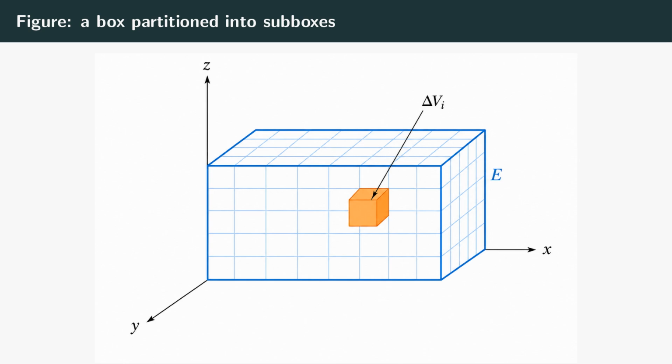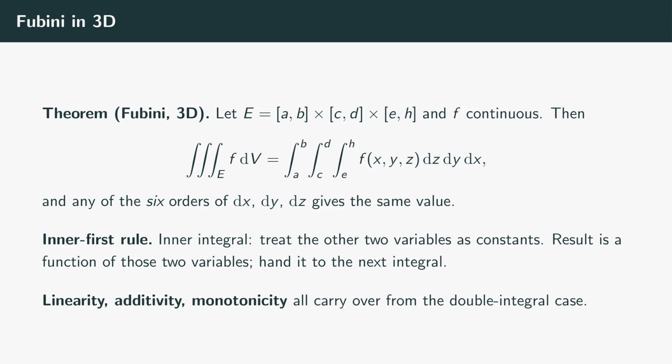3 pictures, 1 idea. A one-dimensional Riemann sum partitions an interval into strips of width delta x. A 2-dimensional Riemann sum partitions a region into patches of area delta A. A 3-dimensional Riemann sum partitions a solid into boxes of volume delta V. The integrand f might be abstract or physical, temperature, density, probability per unit volume, and the triple integral aggregates it over the solid. How do we actually compute one?